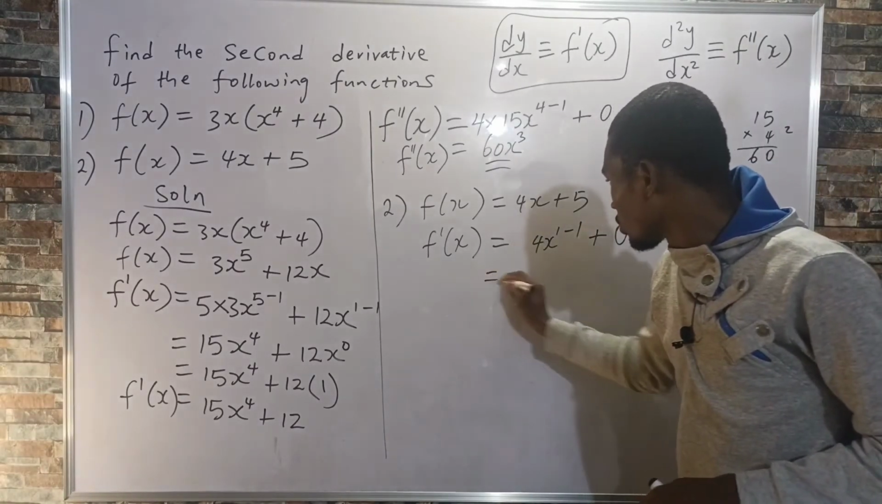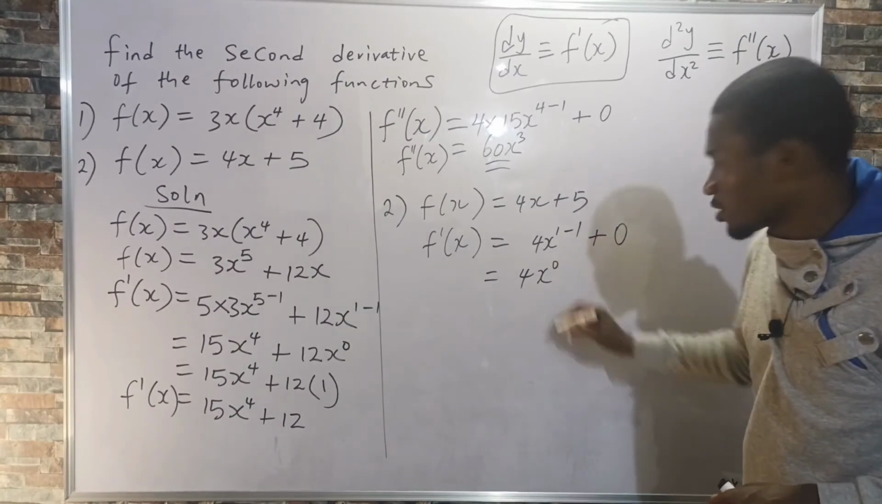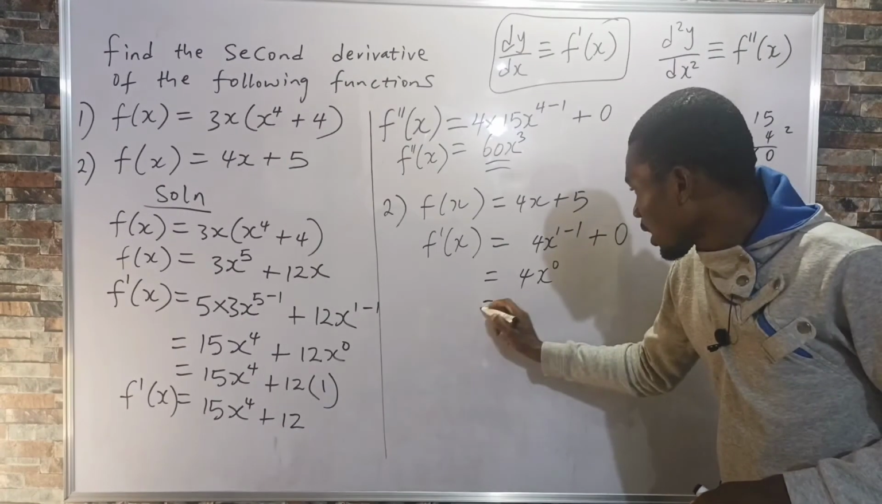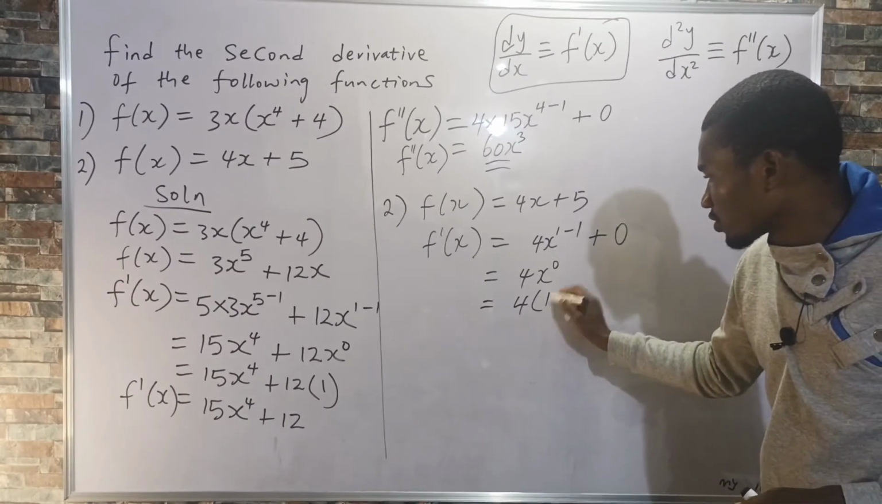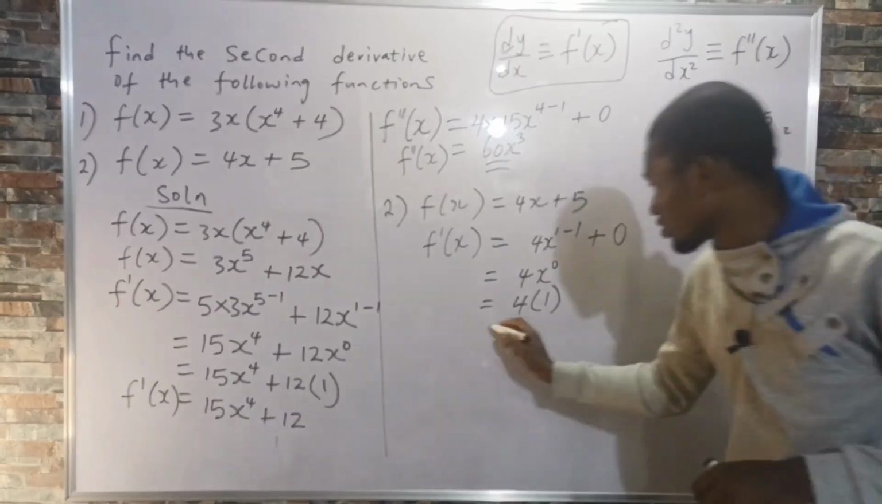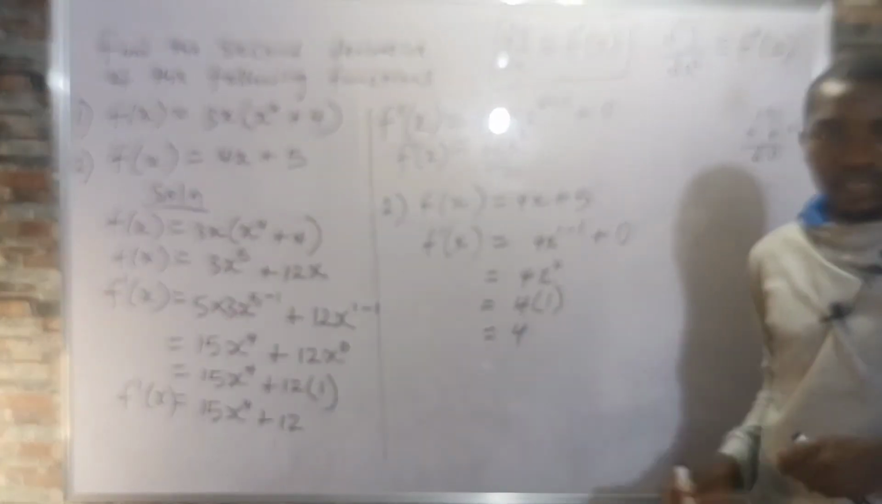And that is equal to 4x raised to the power of 1 minus 1, which is 0. Okay? And remember that this is something like 4 in brackets. Any number raised to the power of 0 is 1. That is the basic law of indices. And that is equal to 4, because 4 multiplied by 1 is 4.